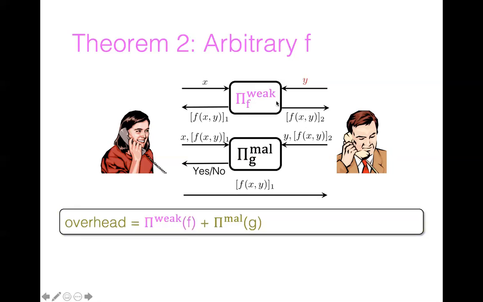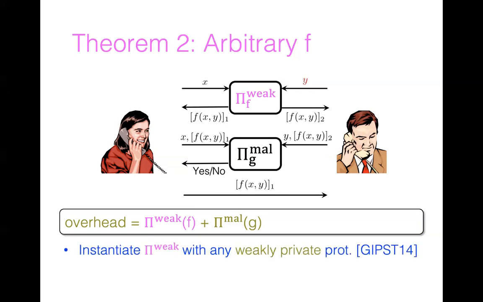It doesn't work just for GMW. All we need is for this first protocol to be weakly private. Intuitively, weakly private here means that this protocol must already guarantee privacy against active adversaries. So it doesn't have to guarantee correctness, it only needs to guarantee privacy. The concrete instantiation of this weakly private notion we use is the notion introduced by Genkin et al., where we consider protocols that are secure against active adversaries up to algebraic attacks, meaning that they can add an arbitrary value to any of the wires in the computation.